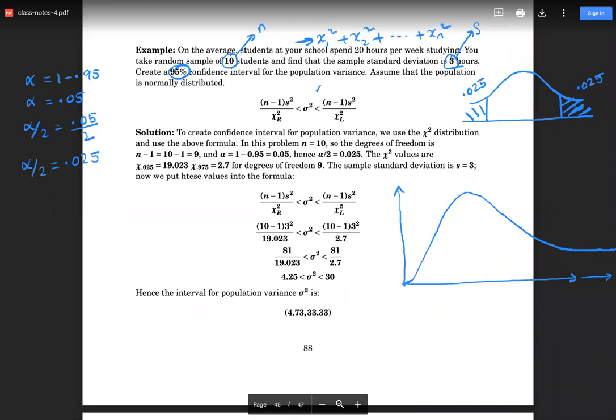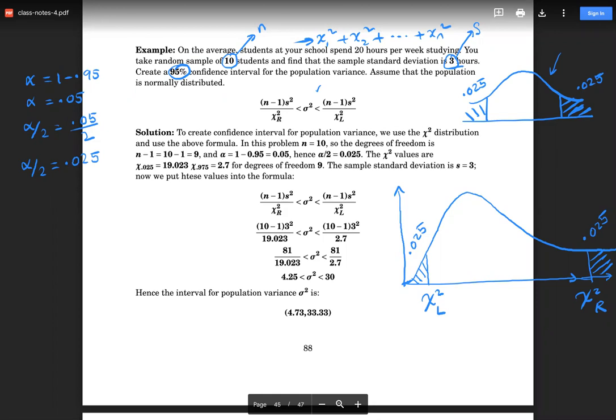Now, exactly like the way we did here, we are going to have area to the left 0.025, and somewhere here area to the right is also 0.025. This value is called chi-square sub L, L for left, and this value is called chi-square sub R, R for right.